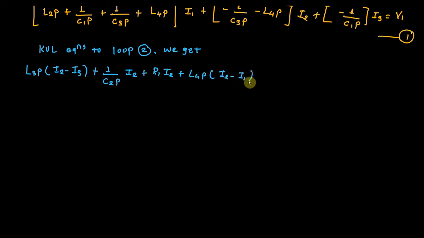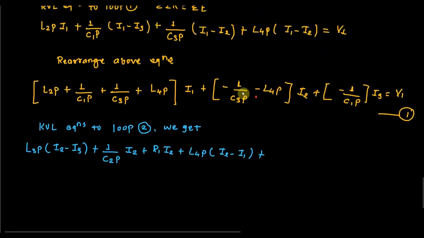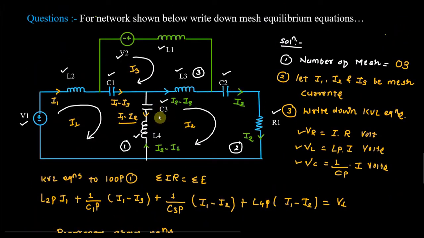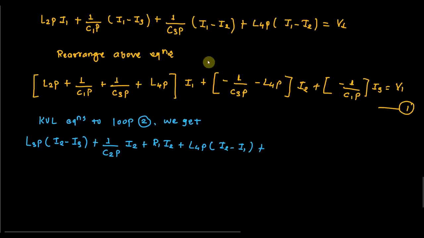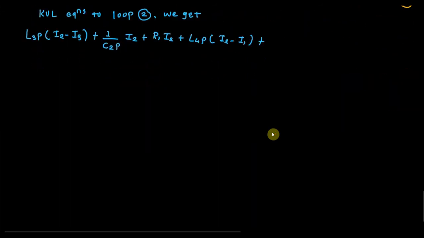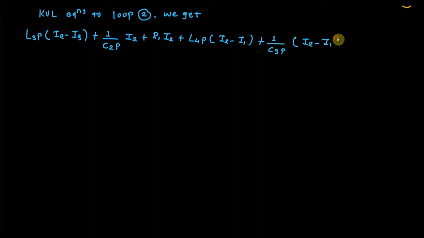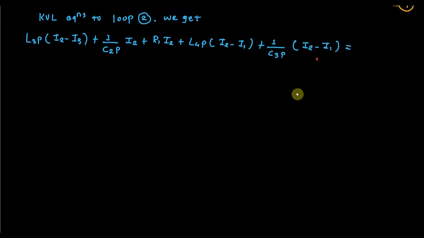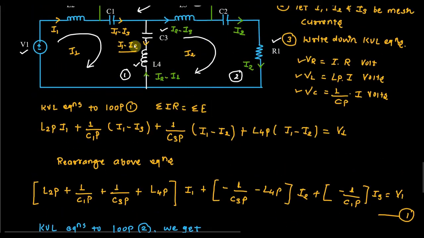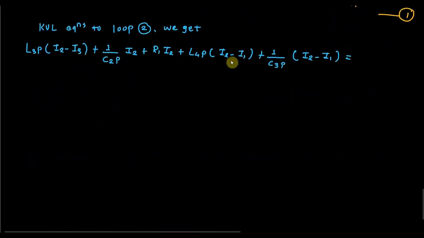And for this capacitor, which is C3, plus 1 upon C3P (I2 minus I1). And this should be equal to EMF. Okay. But if you see that in the second loop, there is no EMF. So when there is no EMF, you have to simply substitute as 0. Fine. So we have collected 5 terms, 1, 2, 3, 4, 5.